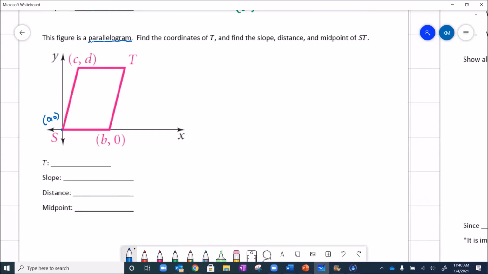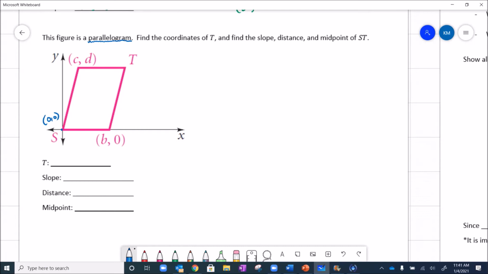It tells us it's a parallelogram, and that's going to be important for us to look at as we talk about what's happening. So because it's a parallelogram, there's a couple things that I know, and I know that the opposite sides are congruent and the opposite sides are parallel. When we say parallel, what we need to be thinking of is that means our slope is the same. Slope or rise over run.